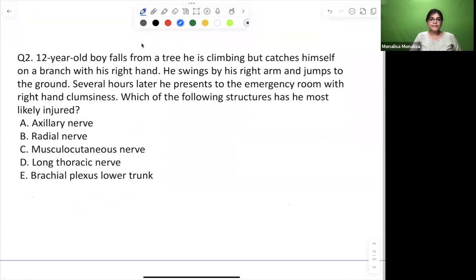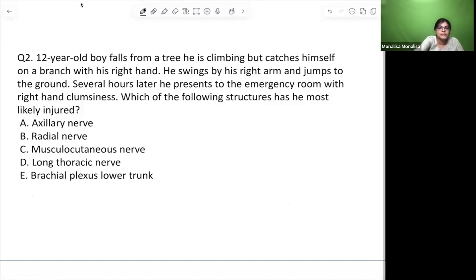Now, question number two, another question on the brachial plexus. A 12-year-old boy falls from a tree. He is climbing, but he catches hold of a branch of the tree to save himself, and he swings by the right arm and jumps to the ground. He lands in the emergency room with right hand clumsiness. The mode of injury is hyperabduction injury while holding the tree. Which of the following structures is injured?